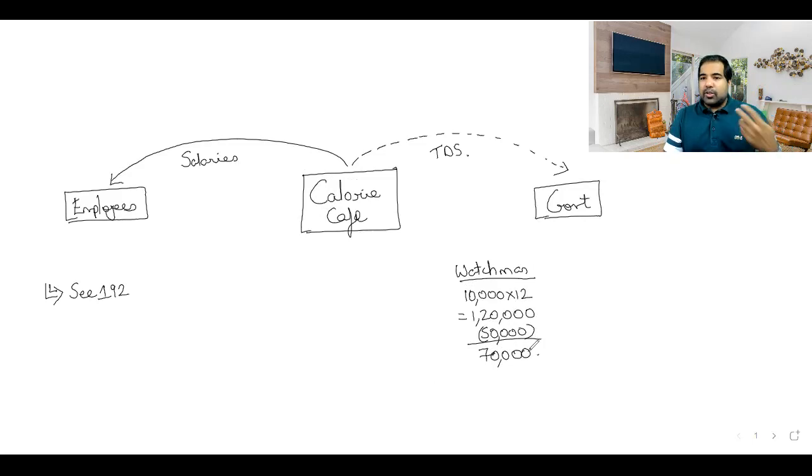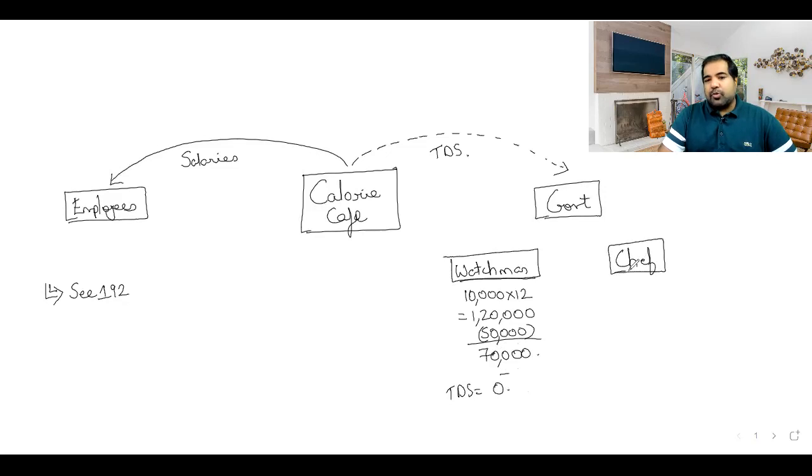And let's say the watchman does not have any other income. So on this 70,000, the watchman will not land up paying any tax, zero tax. And if there is no tax, how can I deduct anything? So in case of a watchman, the TDS will be zero. This is one example. Let's take another employee at Calorie Cafe, the chef, who is the highest paid employee at Calorie Cafe. And let's say the chef's salary is 1 lakh rupees a month.